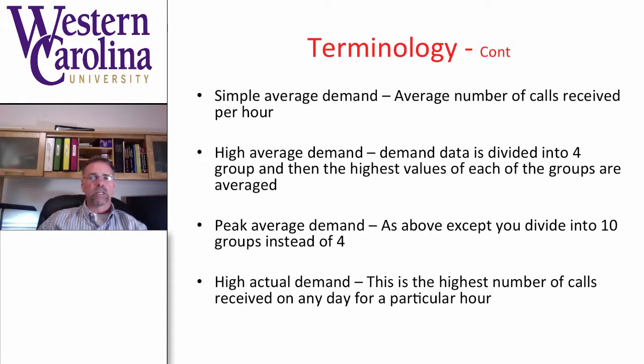But next week we'll see that through operation research there's definitely a ton of models and research has been done to actually evaluate much more comprehensive and exact models than these for analyzing demand. However, these are the models that were in the original historical way of doing it. The peak average demand is as above, except you divide it into 10 groups instead of 4, and then you create the average from those 10 groups. And then the high average demand is the highest number of calls in that period of time.